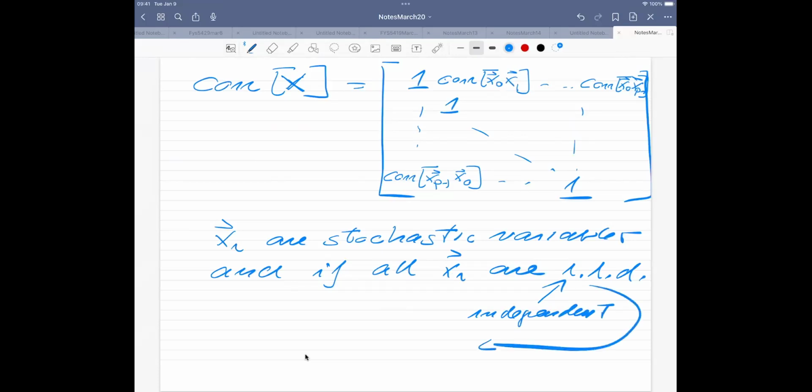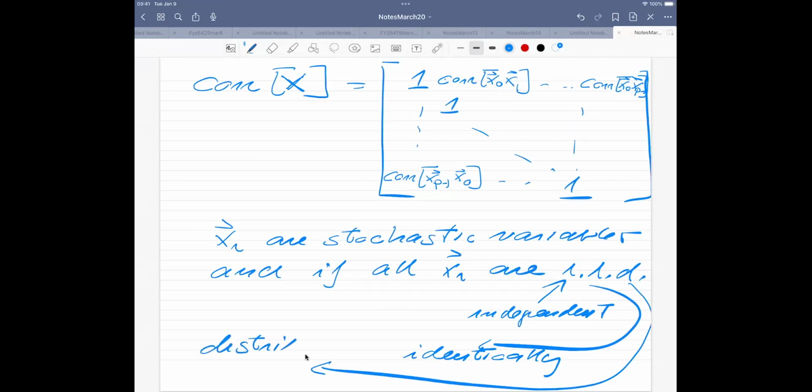This is identical, or identically, independent and identically distributed. So the D stands for distributed. If that is the case, then the covariance matrix elements, all the off-diagonal ones, and the correlation matrix elements are 0. So there is no correlation.